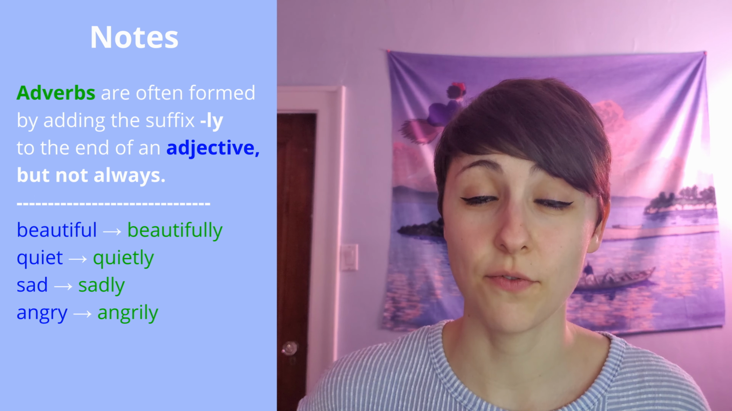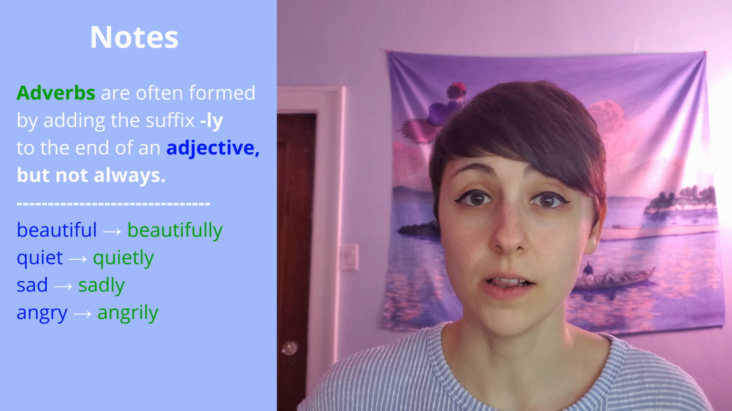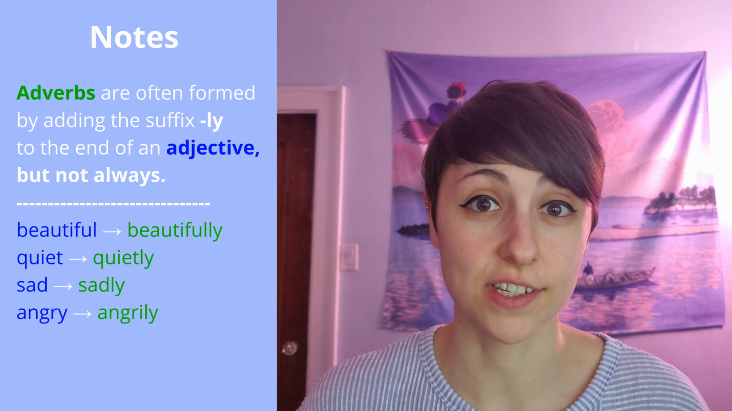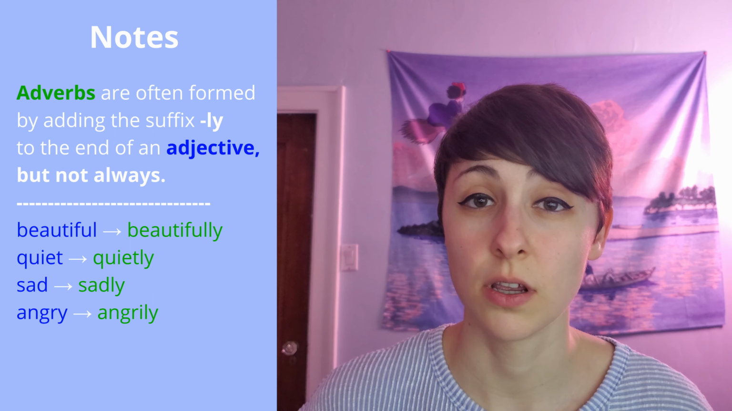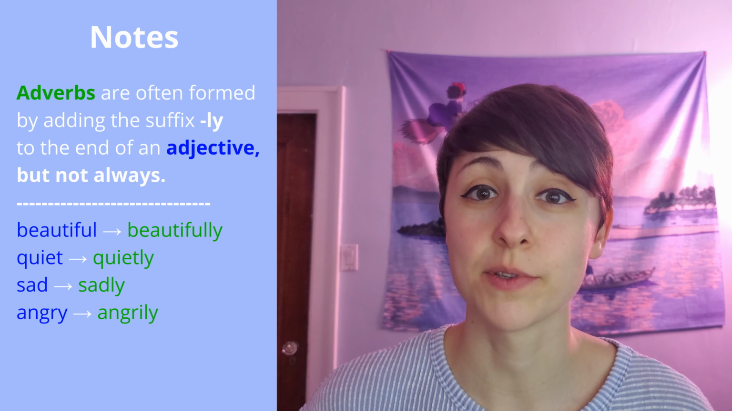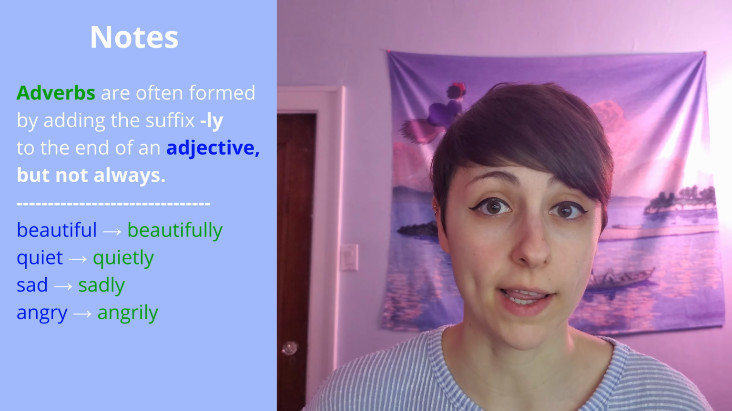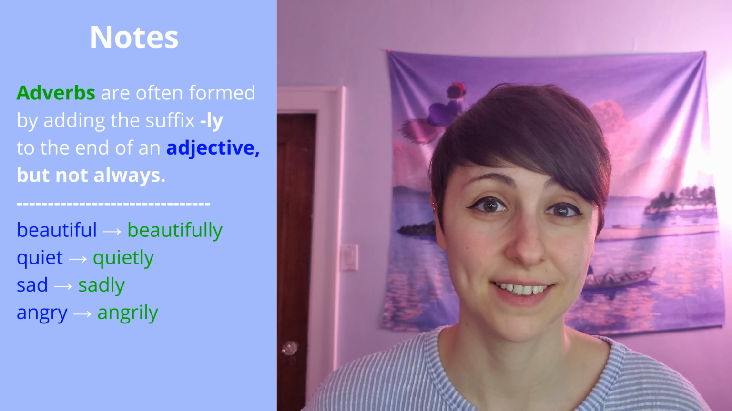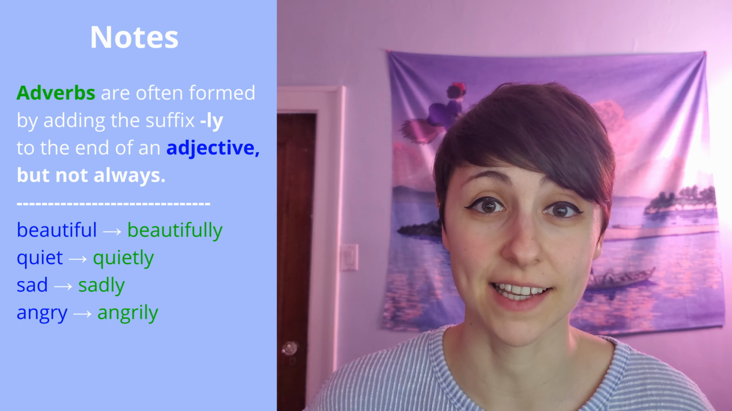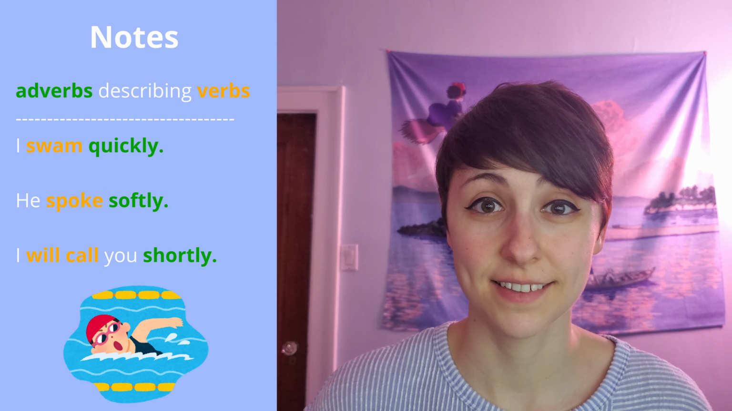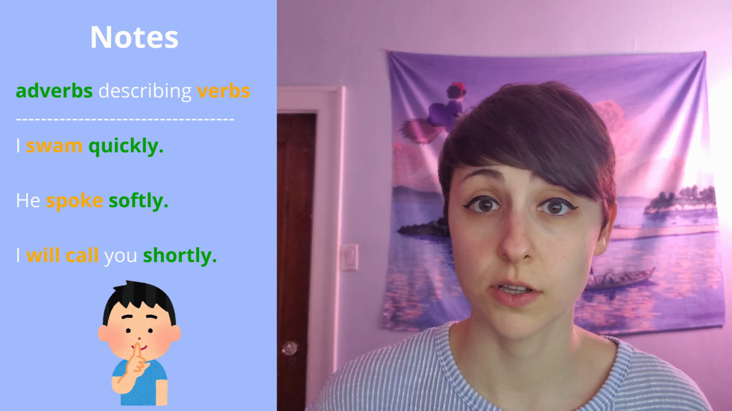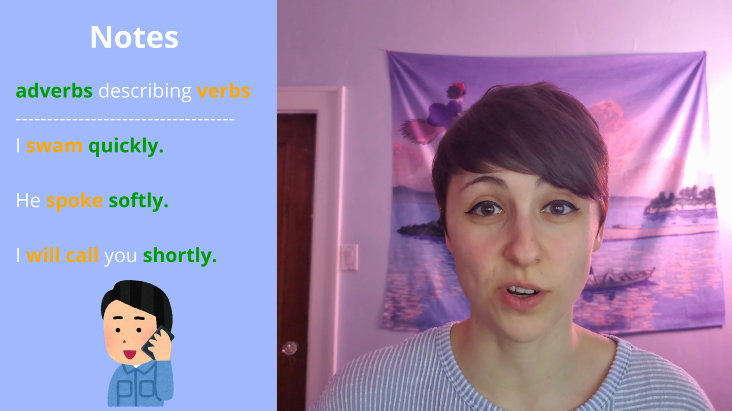Adverbs are often formed by adding ly to the end of an adjective, but not always. Some examples of this include beautiful becomes beautifully, quiet becomes quietly, sad becomes sadly, and angry becomes angrily. Let's look at some examples of adverbs describing verbs. I swam quickly. He spoke softly. I will call you shortly.